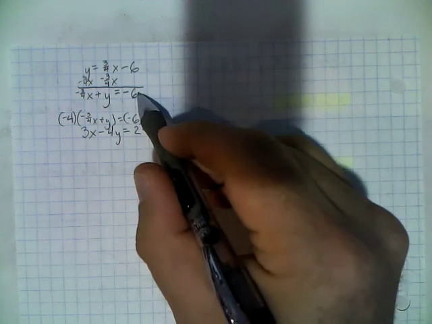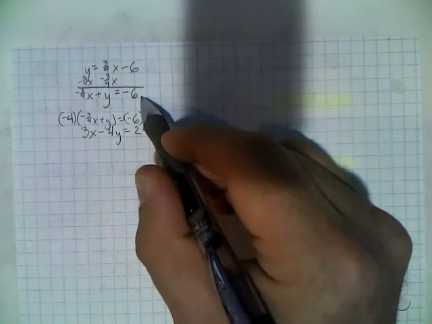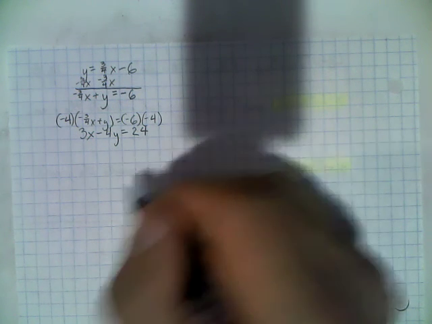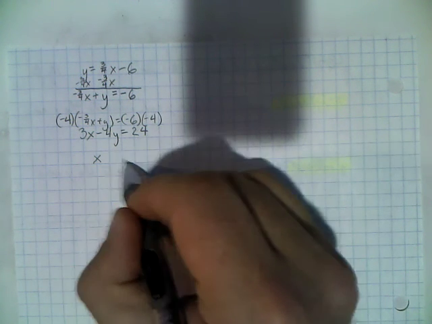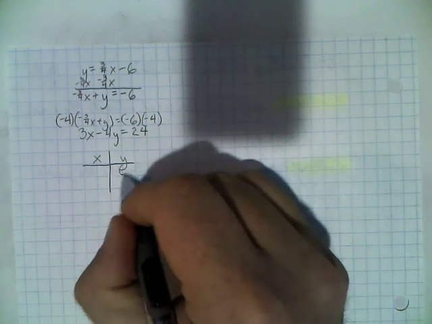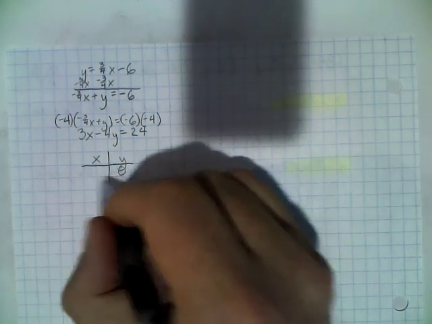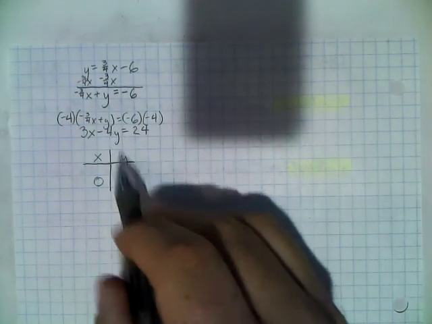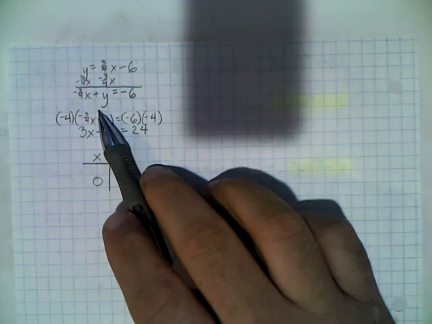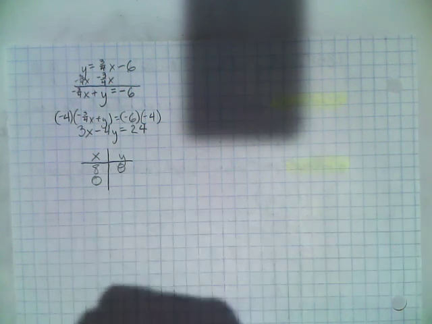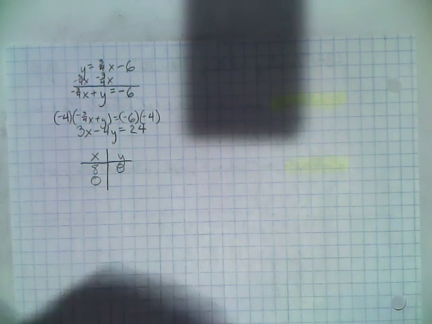Now, while both of these are standard form, this one's a little bit more helpful for finding my intercepts. So if I make my table of values here, if y is 0, I'll get the x-intercept. If x is 0, I'll get the y-intercept. So if I put 0 in for y, my negative 4y will disappear, so 3x equals 24. So 3 times what is 24? 8. So 8 comma 0 is one point.